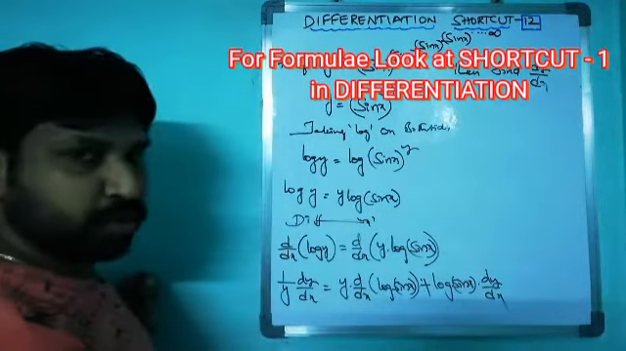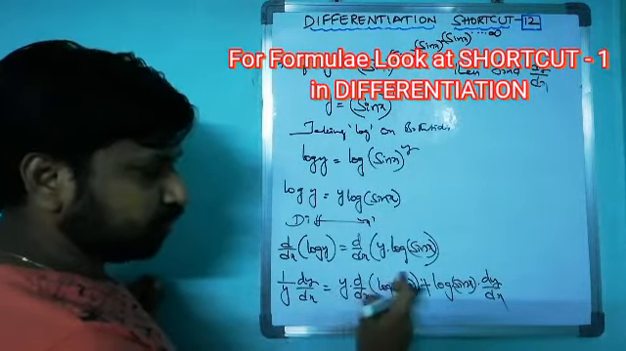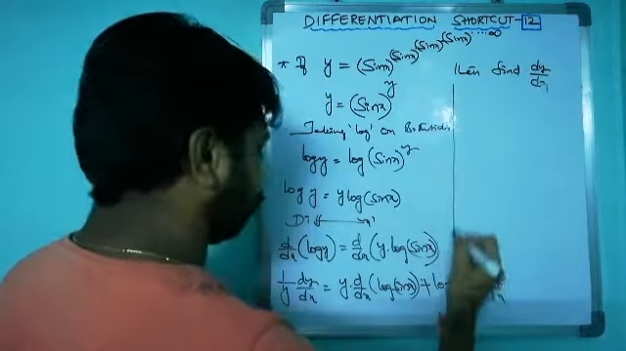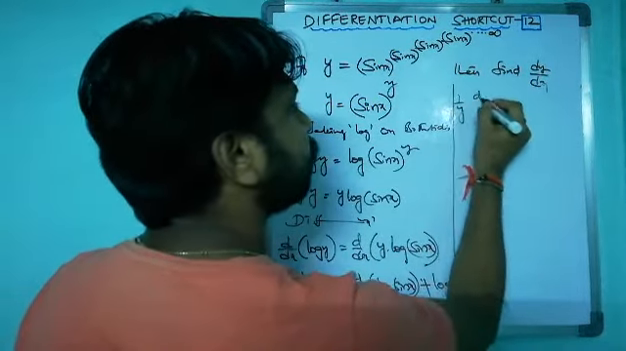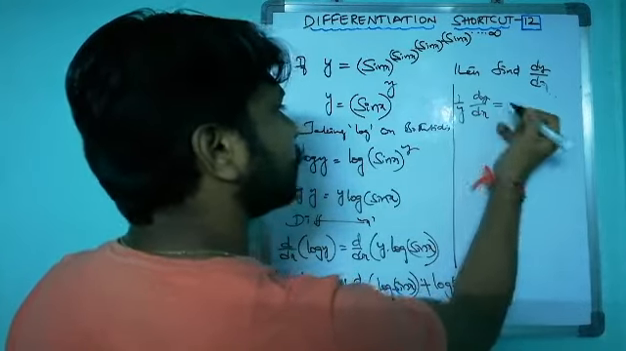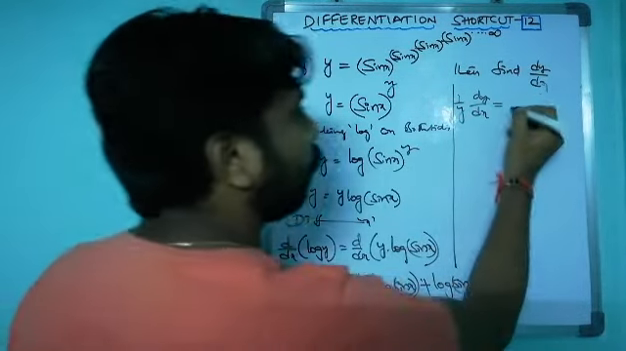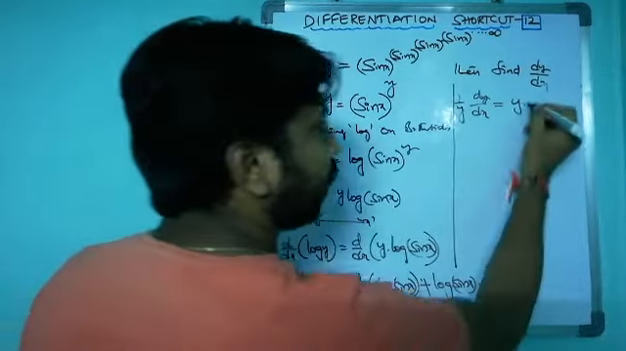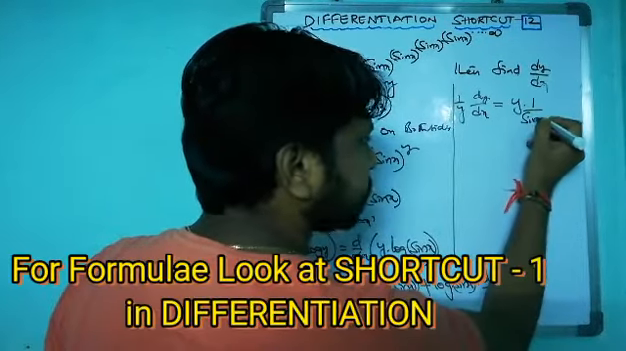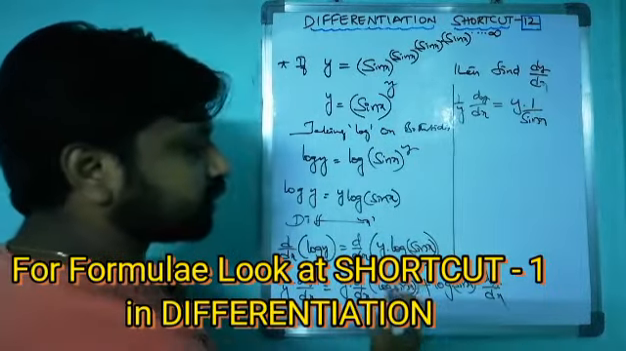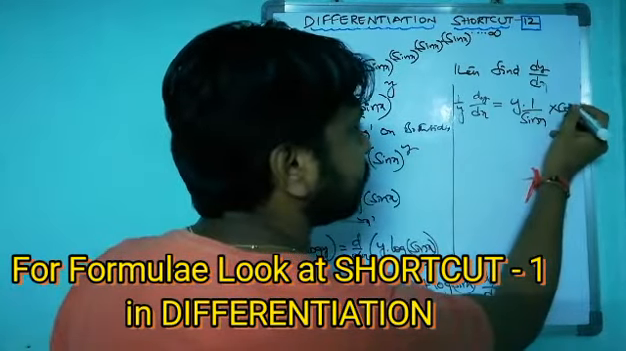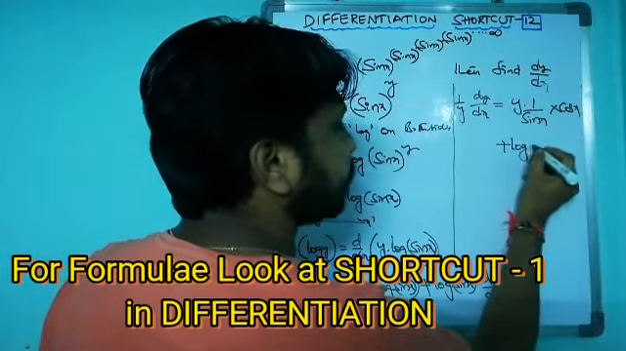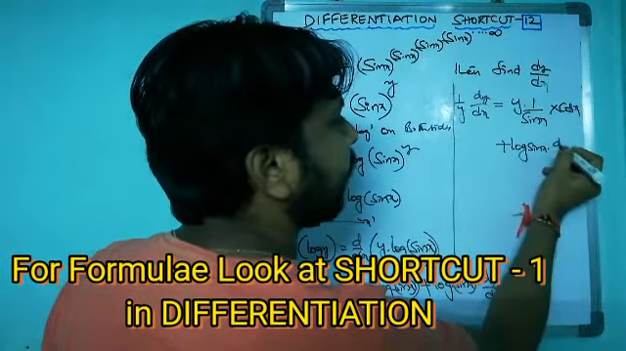Now, friends, here you have to apply logarithmic differentiation. So 1 by y times dy by dx is equal to y into the derivative of log sin x. The derivative of log x is 1 by x, so that is 1 by sin x into the derivative of sin x, which is cos x, plus log sin x into dy by dx.